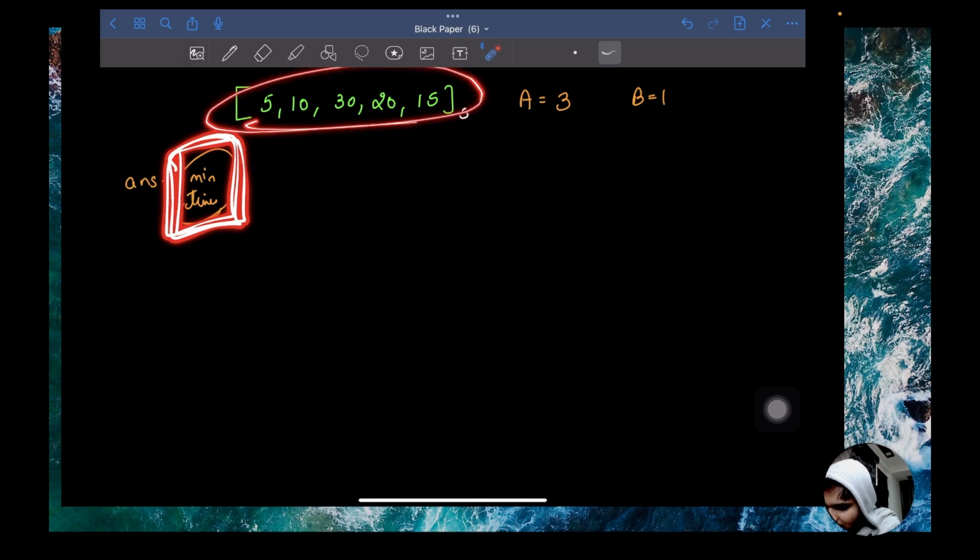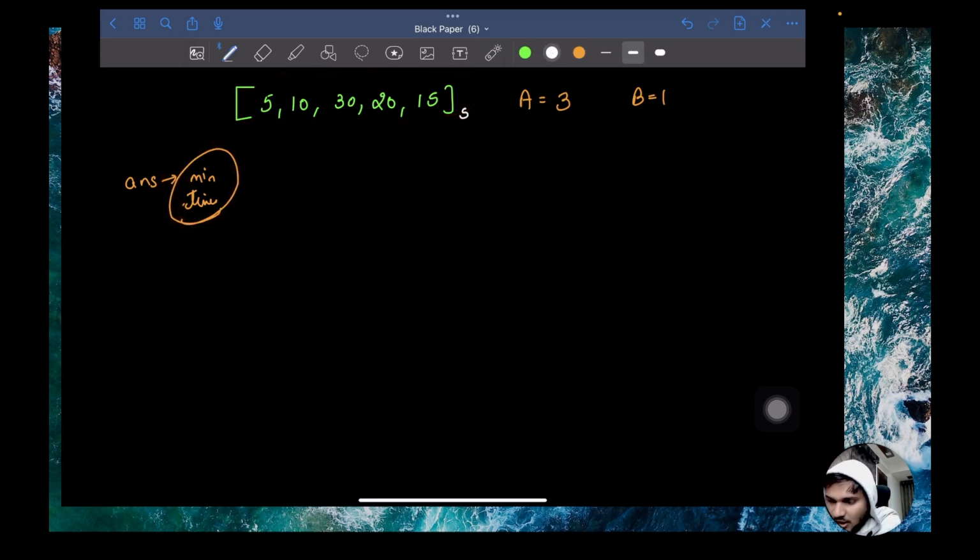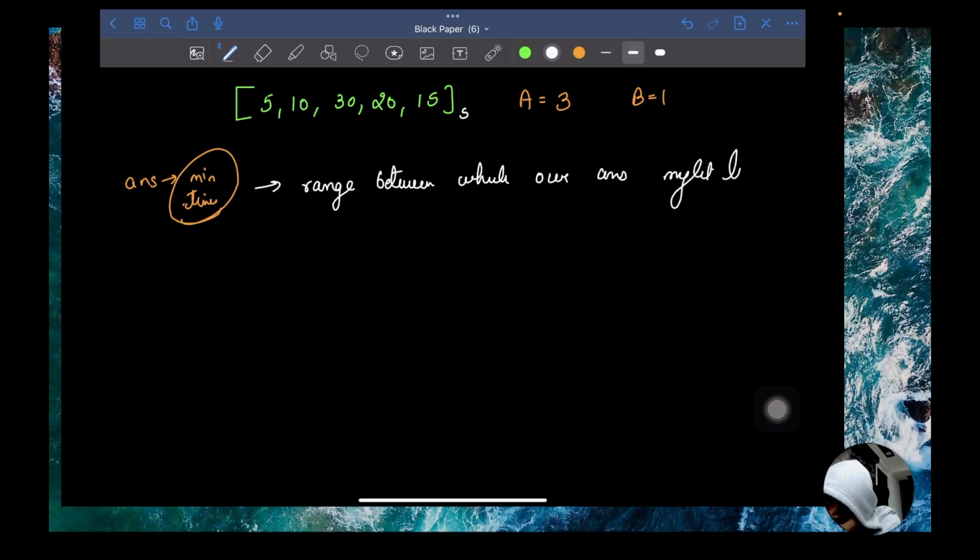Now we don't have an array, but what we can do is define a range between which our answer might lie. And then on that range of numbers, if we are able to define a search space such that we divide it into two parts and one half is different from the other half, then maybe binary search can be applied. Now you tell me, we have to calculate minimum time, right?